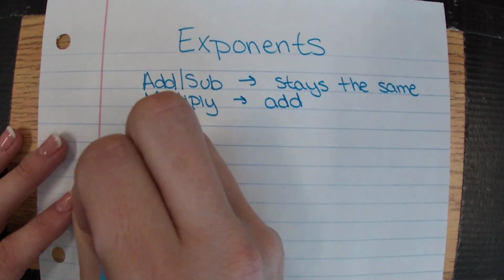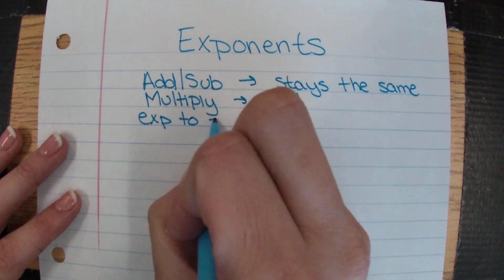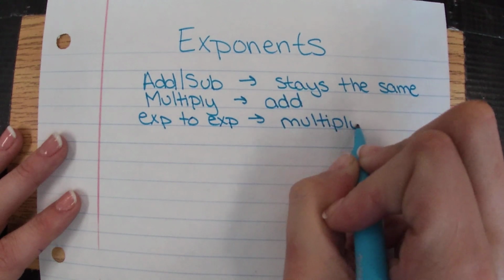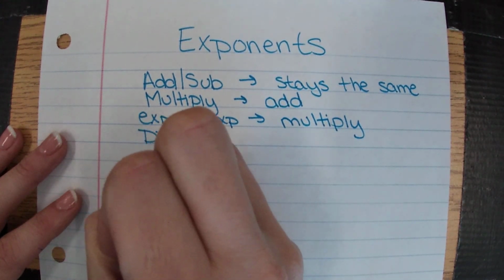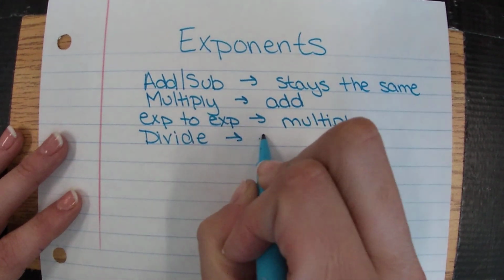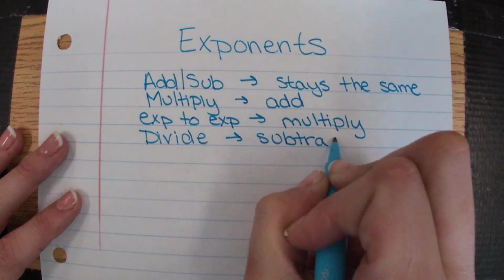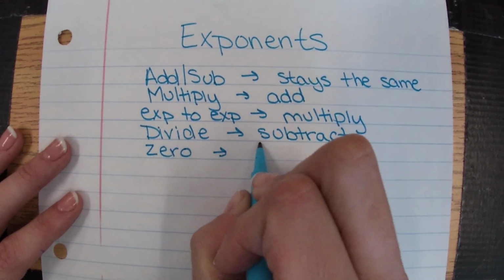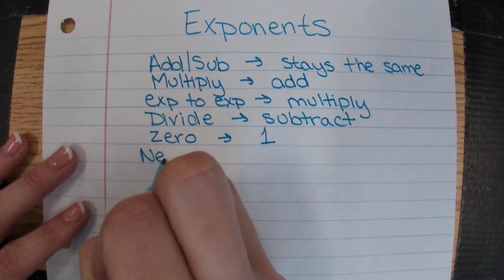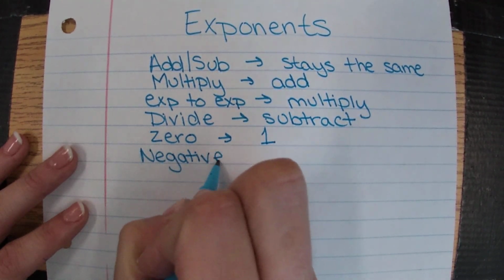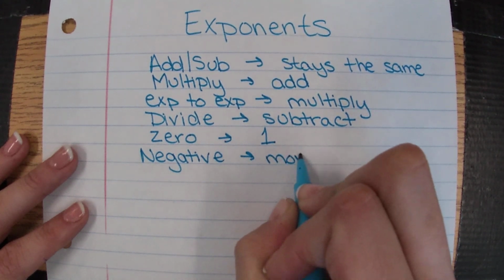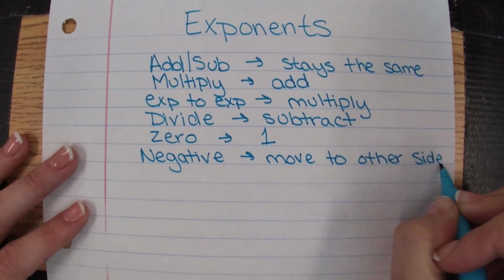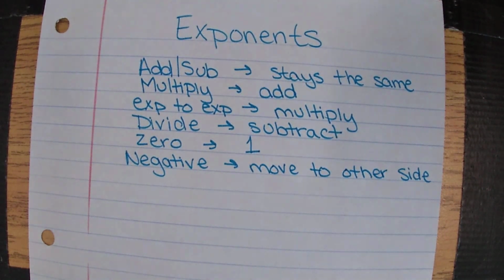If we have two exponents happening, an exponent to an exponent or a power to a power, then we will multiply the exponents. If we are dividing, we subtract the exponents. If anything is to the 0 power, then that equals 1. And a negative exponent tells us to move it to the other side of the fraction. Okay, so those are all the properties we've talked about over the last few days.